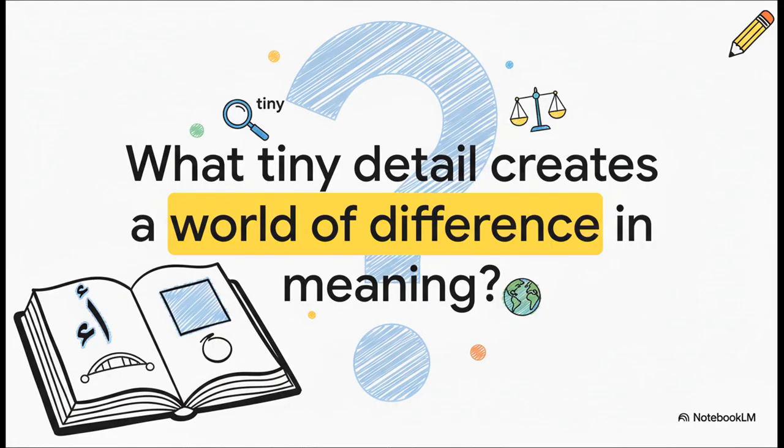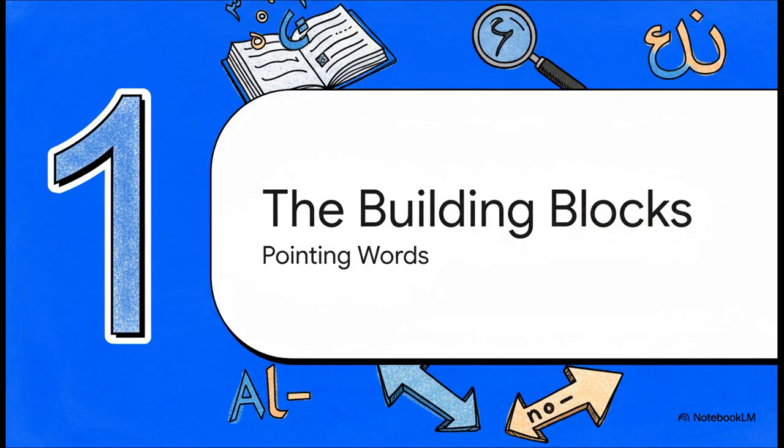What is this tiny detail that takes an incomplete idea, "that book," and turns it into a full sentence, "That is a book"? Well, that's exactly the puzzle we're going to solve. And I promise you the answer is just one single, beautifully simple rule. To get to that answer, we've got to start with the building blocks. And the very first block is something grammarians call pointing words.